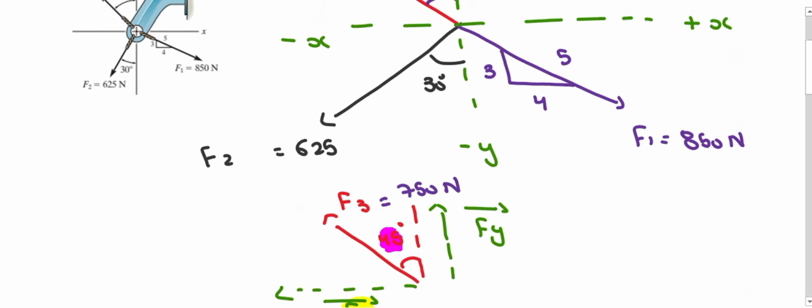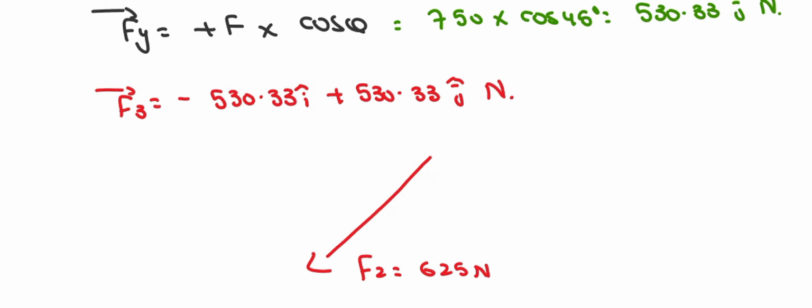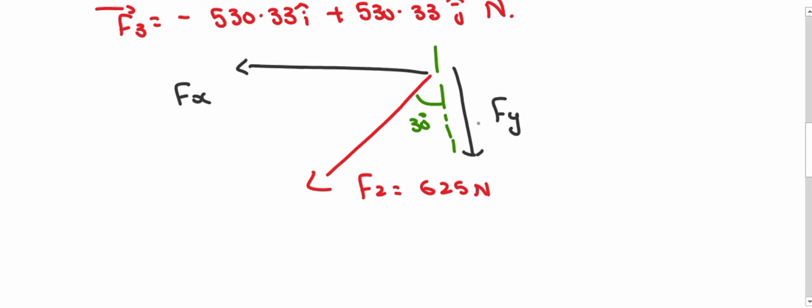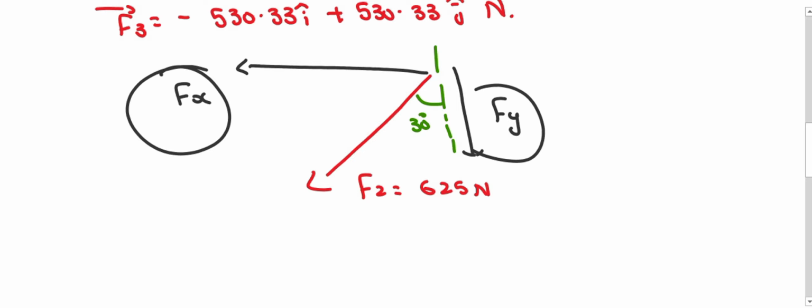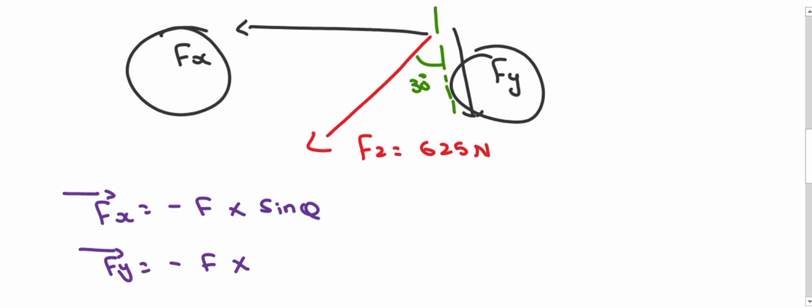So let's talk about F2. This is our F2 force, which has the magnitude of 625 Newton, and it makes an angle of 30 degree with negative y-axis. The components of F2 are drawn like this: the horizontal component and the vertical component. Both are in the negative direction, so Fx is equal to negative F into sine of theta, and similarly Fy is equal to negative F into cos of theta.